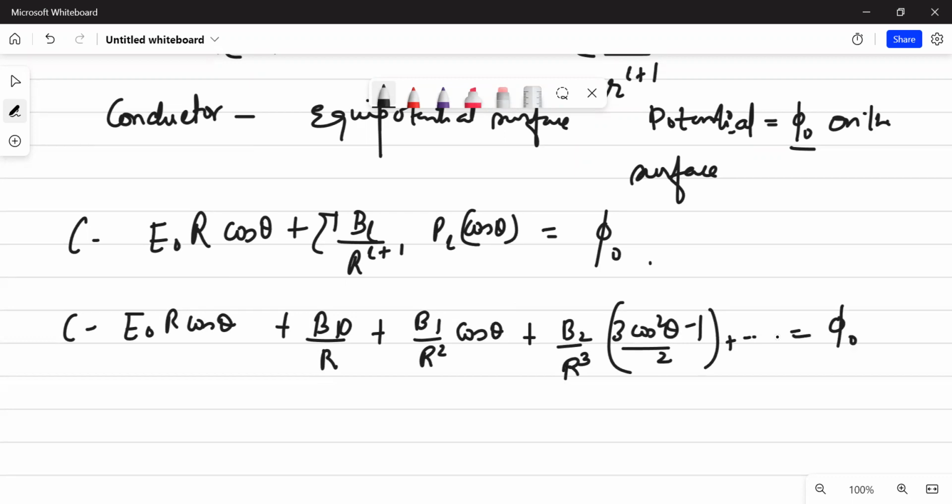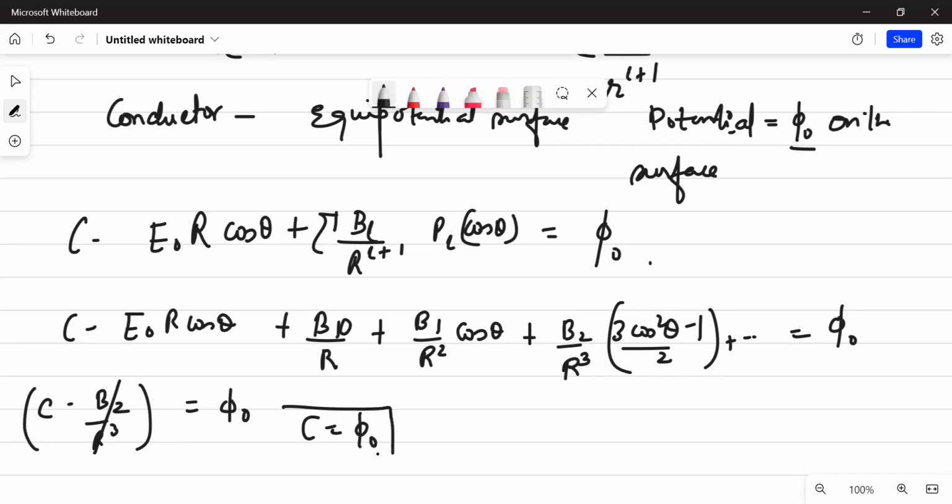So you have a constant there. If I have this constant phi naught written there, I know my constant would be equal to what? Constant C minus B2 upon R cube, and this is equal to constant phi naught. And I know that there is no such cos square theta term there, so my B2 would be 0. So in any case, my C would be equal to phi naught. Is that clear?